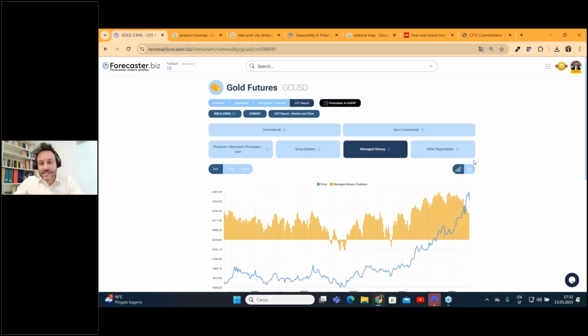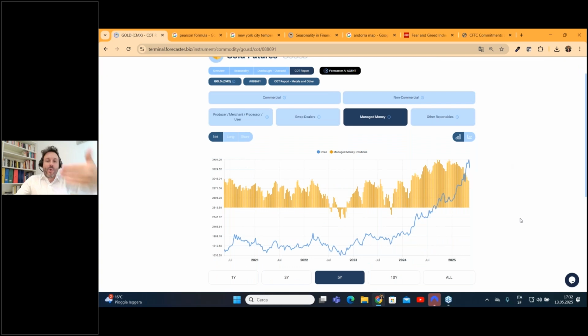What we do on Forecaster is very simple. We take all the historical data and we plot it on the chart together with the gold in this case, but we have this chart for every commodity, all the positions for every single category we have on the COT report.